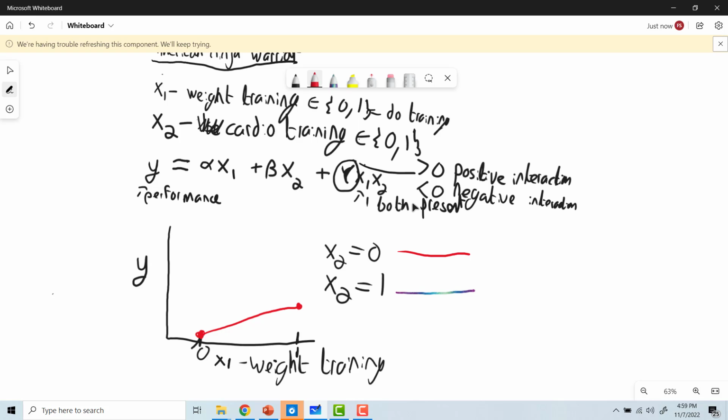Now, x2 equals 1, so we have cardio training, but we have no weight training. That means we probably don't do much better than we did before, because again, we're going to fall off an obstacle if we don't do any weight training. So we're going to be barely better than this one. But if we have x2 equals 1 and x1 equals 1, then we perform really well and we win the American Ninja Challenge. So you can see here that this is the positive interaction.